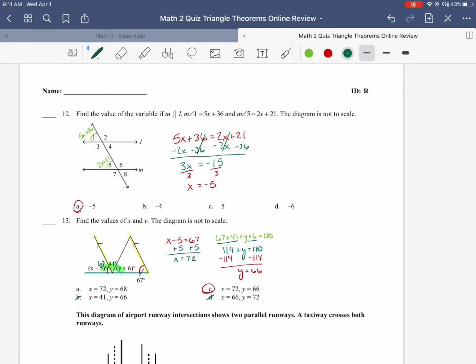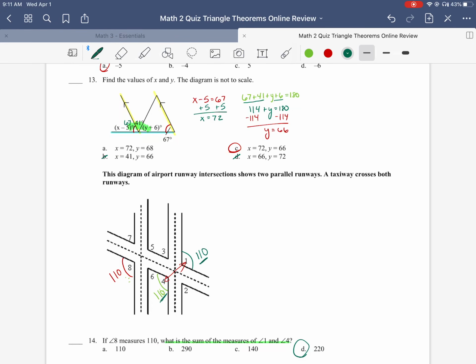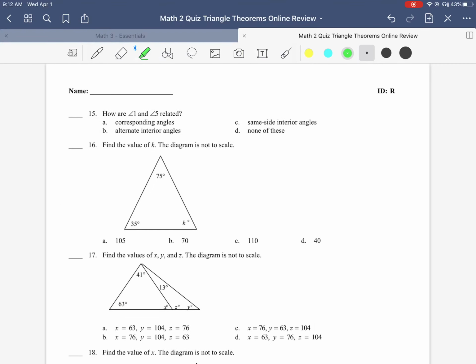Okay, I go back to this question, it's asking about this. How are 1 and 5 related? So 1 and 5 are in the same spot, so we call them corresponding angles.